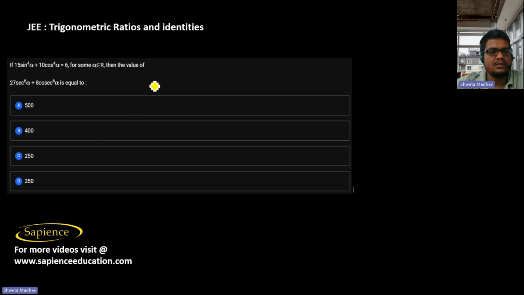Then here it is told that 15 sine power 4 alpha plus 10 cos power 4 alpha is equal to 6.